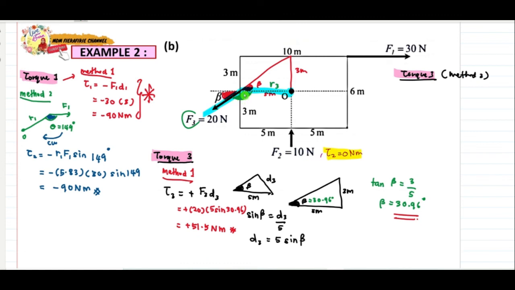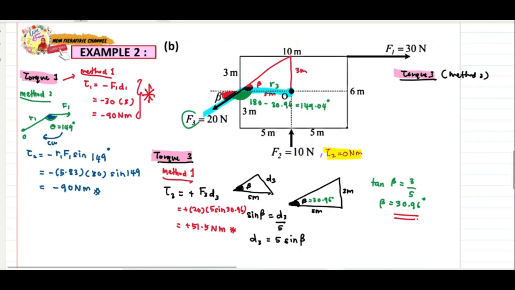Okay? Siapa yang dia guna method yang kedua daripada tadi, dia akan nampak. Dia akan ambil angle ini di mana 180 degree minus beta, which is 30.96 degree. Okay? So, kat situ angle-nya berapa? It's equal to 149.04 degree.